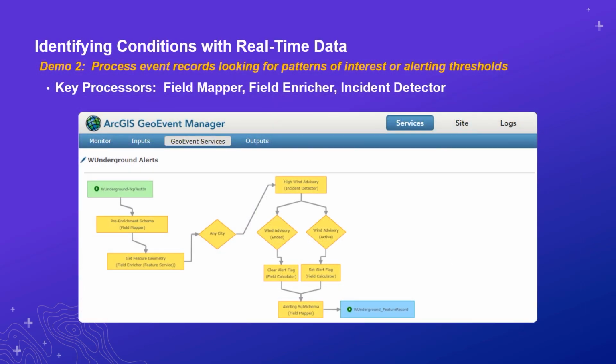The second part of my demonstration had to do with alerting. As you can see here, there are quite a few more processors and filters involved in the analysis. Let's take a closer look at how the key processors, field mapper, field enricher, and a monitoring processor, incident detector, were configured for the demonstration.